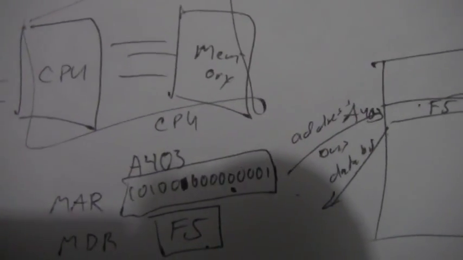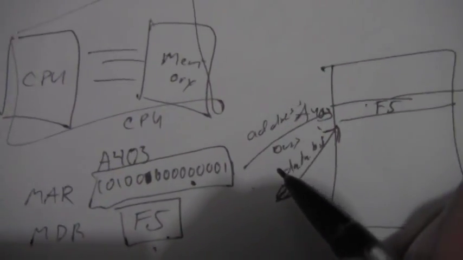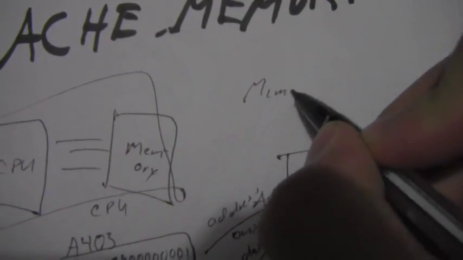Sometimes that's a read operation. Sometimes it's a write operation, so it says this is the address where I want you to put this data. Instead of going this way, you're going to go that way. So you're just going to write to A403 data F5. Now there is some time delay between this. It's not instant, and that's called the memory access time.